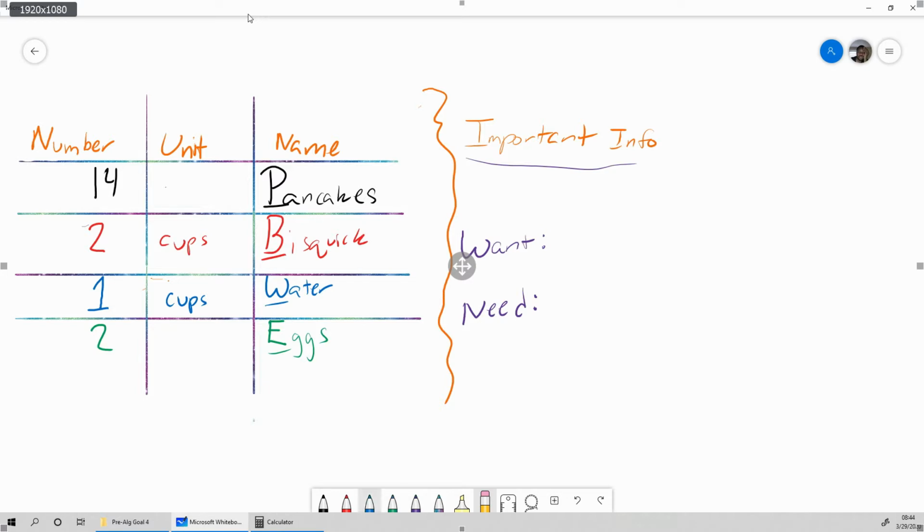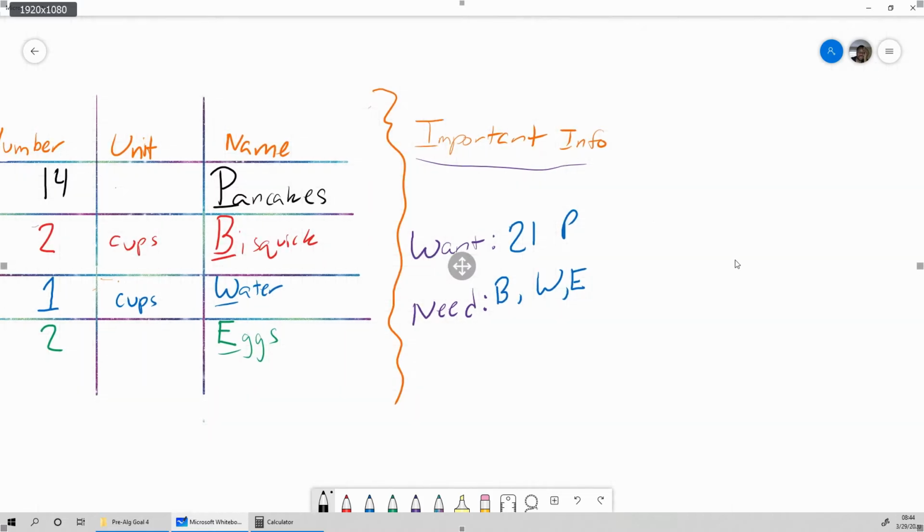Let's just say I'm feeling hungry and feeding my family, so I want 21 pancakes. Well, to make pancakes, I would need the actual mix, water, and eggs. How do I find out that information? After all, 21 doesn't go into 14, so I can't just multiply everything by 2 or by 1/2 to get my answer. Well, there are a few ways I can do this.